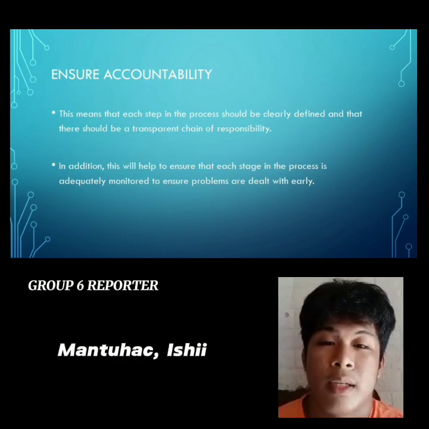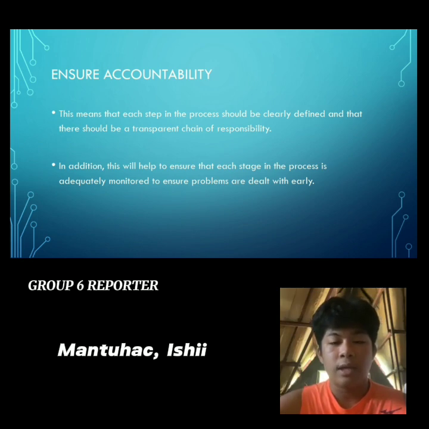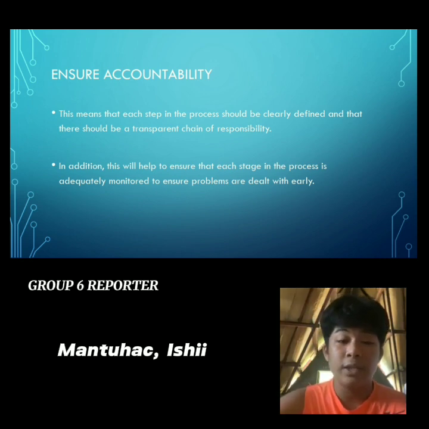Ensure accountability. This means that each step in the process should be clearly defined and that there should be a transparent chain of responsibility. In addition, this will help to ensure that each stage in the process is adequately monitored to ensure problems are dealt with early.